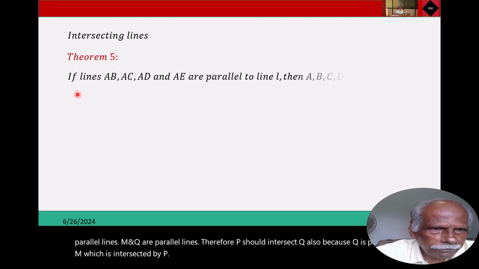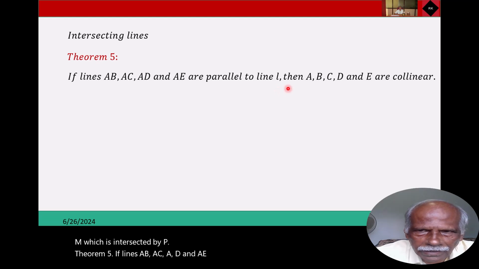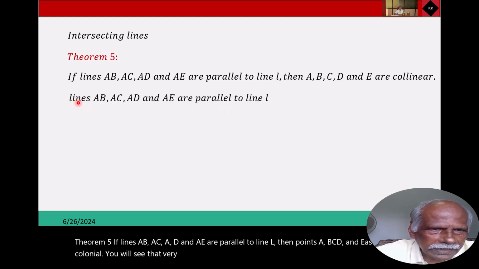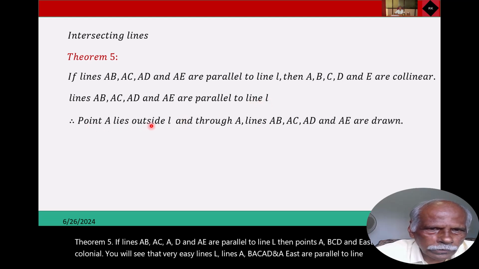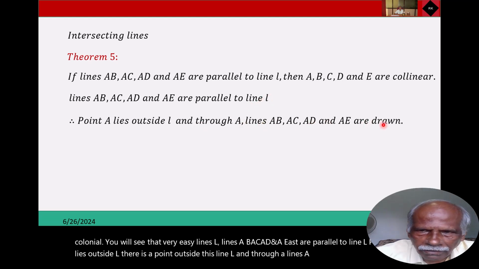Theorem 5. If lines AB, AC, AD and AE are parallel to line L, then points A, B, C, D and E are collinear. You will see that very easy. Lines AB, AC, AD and AE are parallel to line L. Point A lies outside L. There is a point outside this line L, and through A, lines AB, AC, AD and AE are drawn.